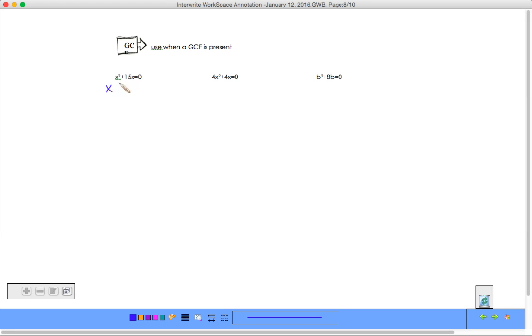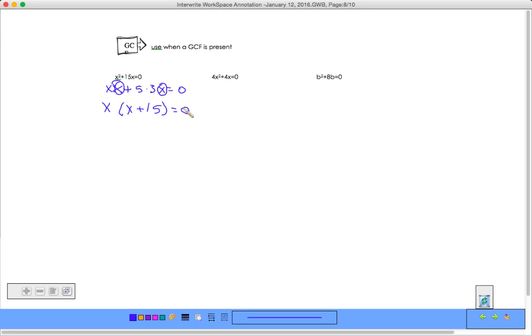Remember, this is where we said, okay, x squared is x times x, plus 15 is 5 times 3, and then x. Okay, and we're going to bring down the equals 0. Here, they both have an x. So we can take an x out, and we're left with x plus 5 times 3, which is 15.